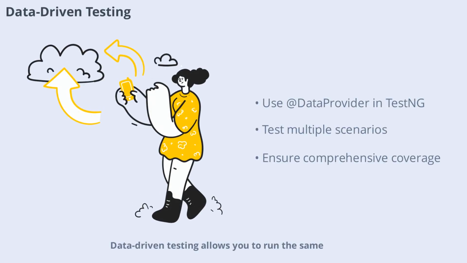Data-driven testing allows you to run the same test script with multiple sets of input data. TestNG supports this approach natively with the @DataProvider annotation, making it easy to test various scenarios without duplicating code. In contrast, JUnit requires additional libraries to achieve similar functionality. Data-driven testing is essential for validating applications that handle diverse data inputs, ensuring comprehensive coverage and reliability.